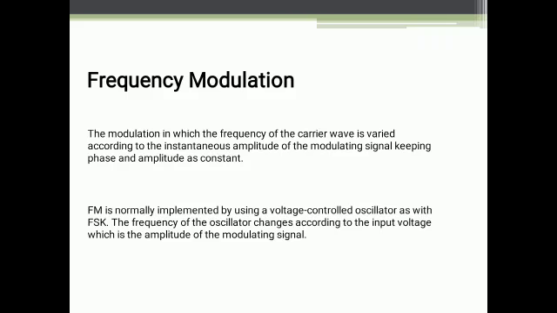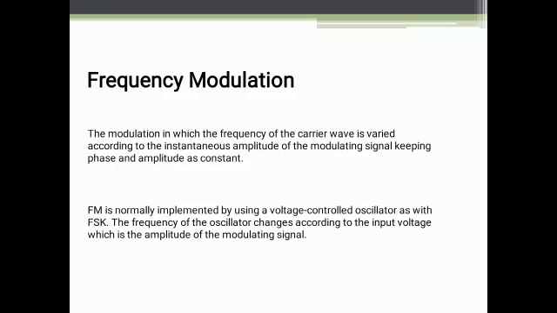The next one is frequency modulation. The modulation in which the frequency of the carrier wave is varied according to the instantaneous amplitude of the modulating signal, keeping the phase and the amplitude constant, is called frequency modulation.